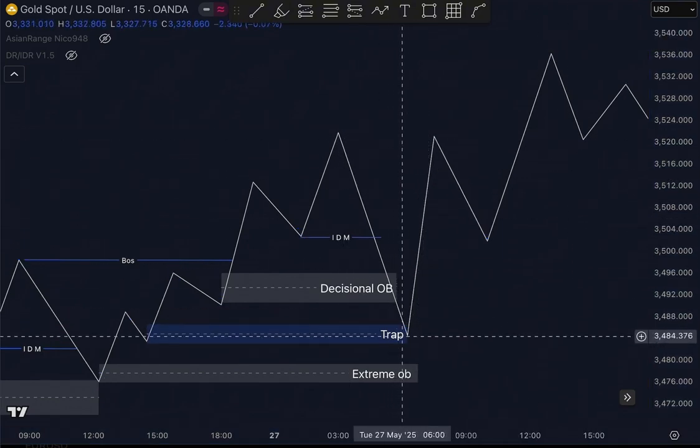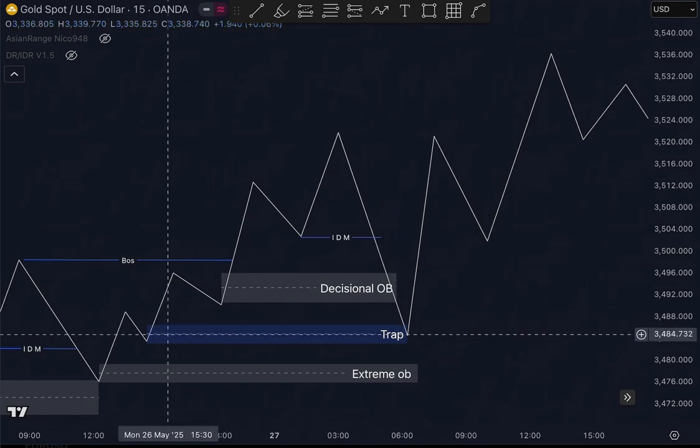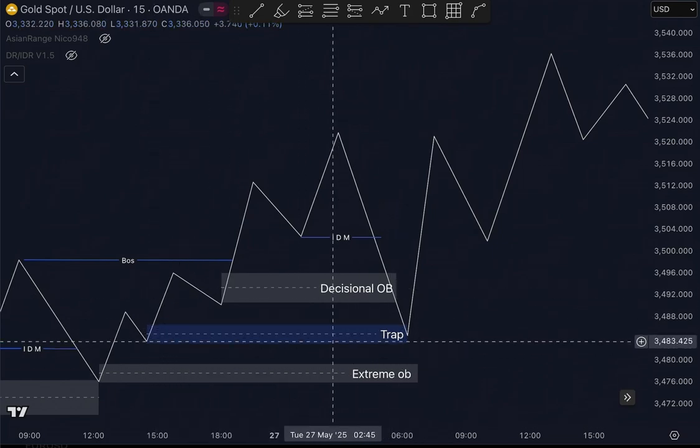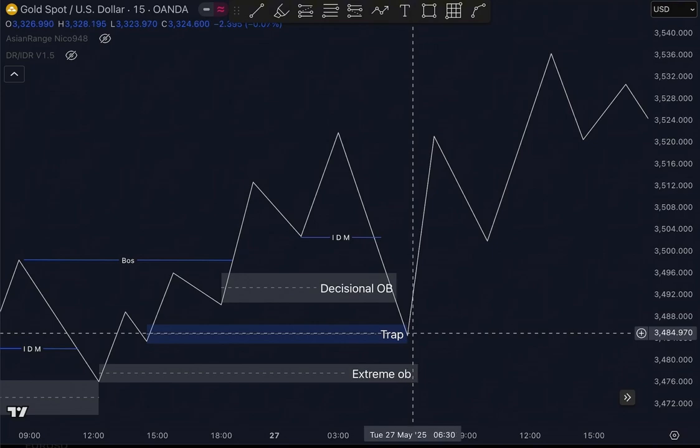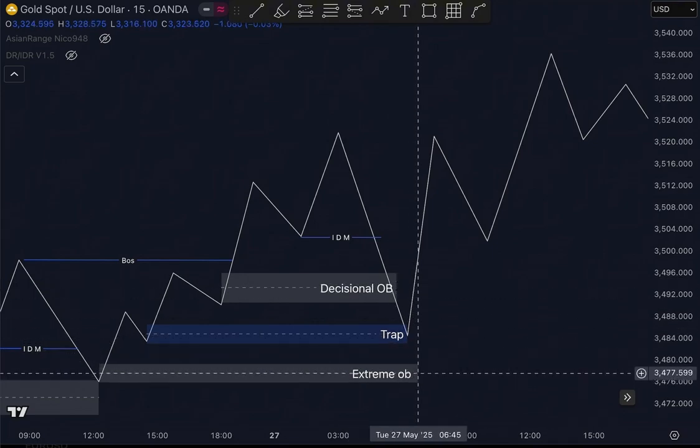So always don't take it from this trap or other block. Anything in between your decisional and your extreme is always a trap. So you don't trade from there. You wait for your decisional or extreme. That is what works. You feel me?